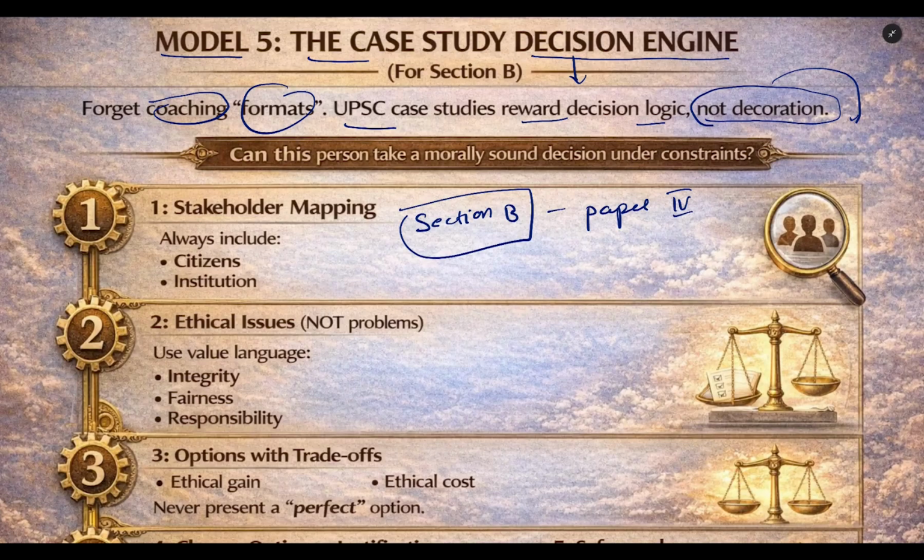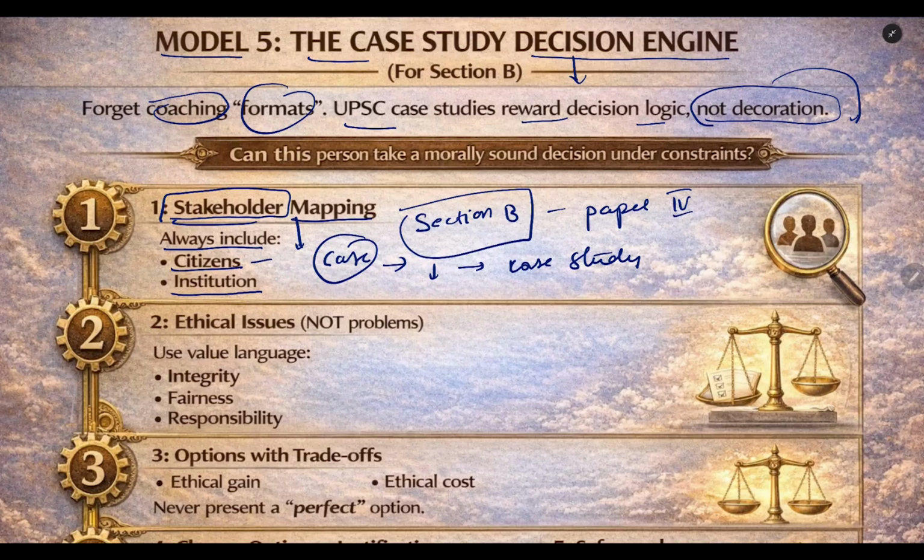First and foremost, you have to identify the stakeholders. If you find a case study in GS4 section B, you have to see who all are involved in it. Stakeholder mapping always includes citizen and institution. So whenever a case study is in front of you, include citizen impact and institution impact. Who all are impacted by this case study or the case study's decision?